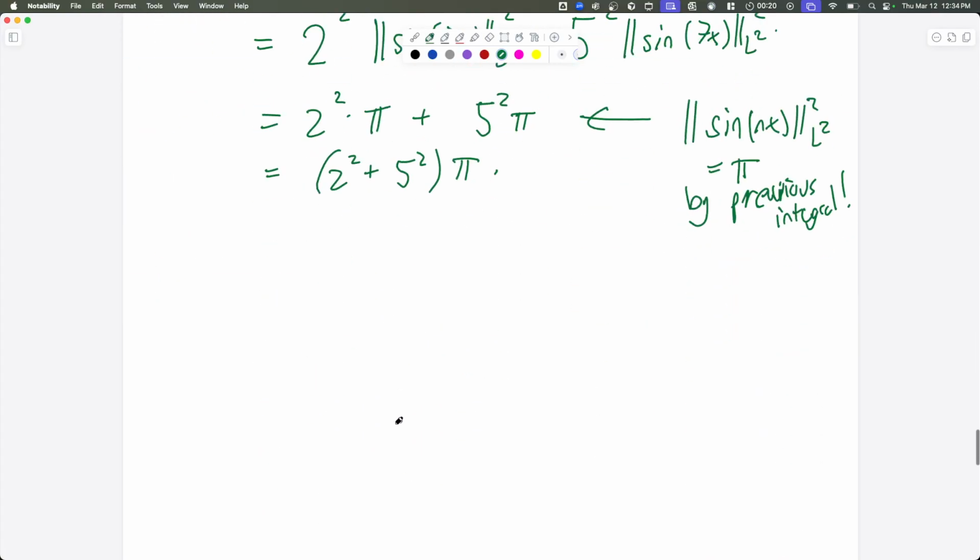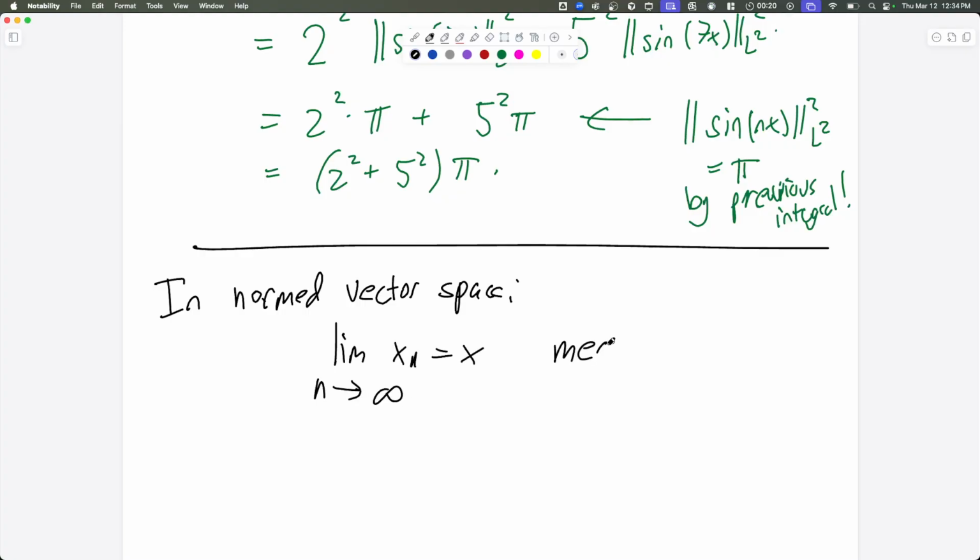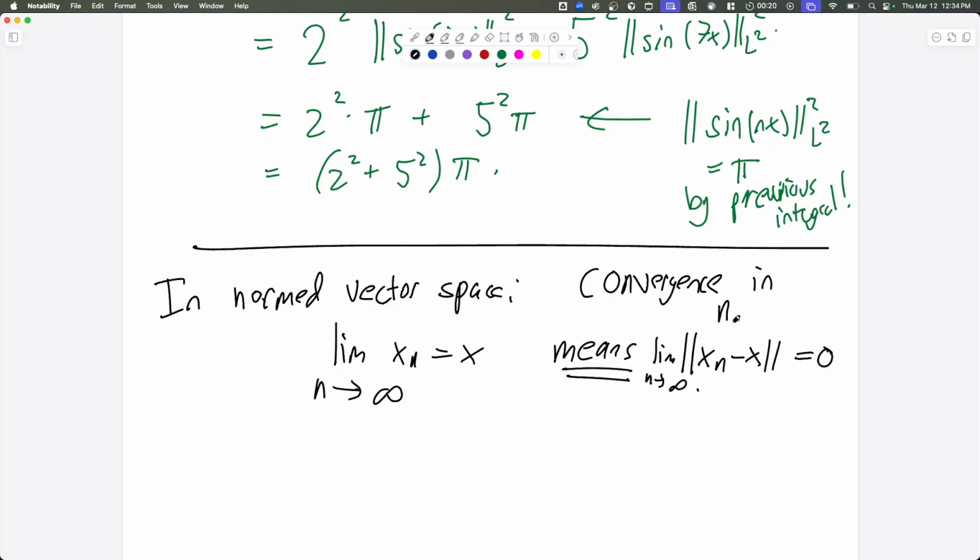Okay, here is a thing. In normed vector spaces, there was convergence in norm. So we said the limit as n goes to infinity of xn equals x means that the norm of xn minus x, the limit is 0. So this is convergence in norm. This is what we saw in chapter 2, and we saw in chapter 1, right? This was the only type of convergence in chapter 1.